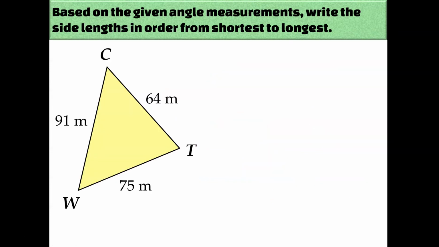We can come to similar conclusions if we're given the side lengths instead of the angle measures. On this diagram, it's clear to see that CT is the shortest, WT is the medium length side, and CW is the longest.